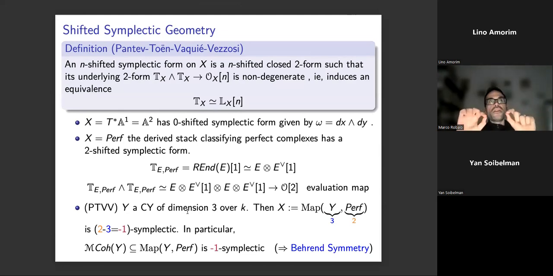The fact that the space of deformations is dual to the space of obstructions to the existence of the deformation, I think it was first observed by Thomas in his thesis. Okay. This is why it's Donaldson-Thomas invariants.